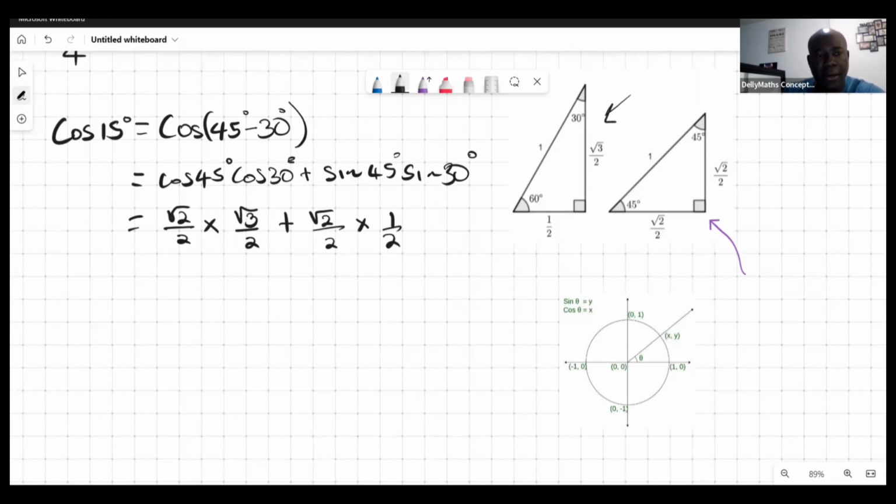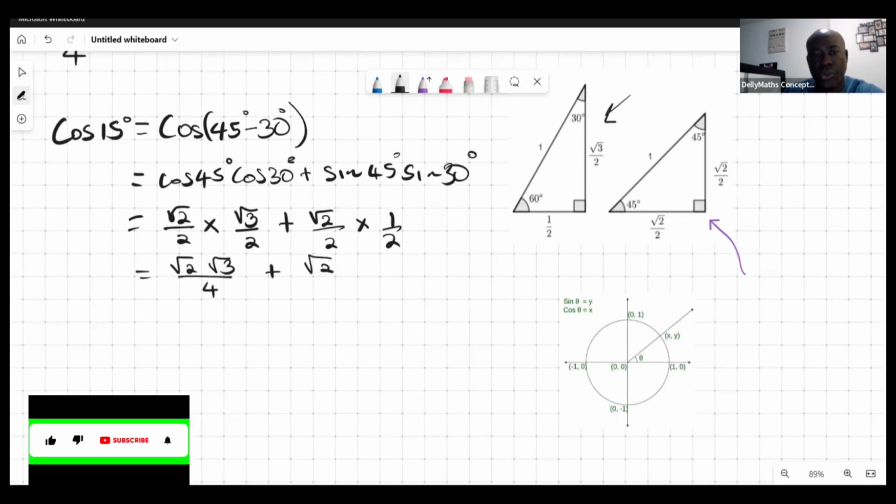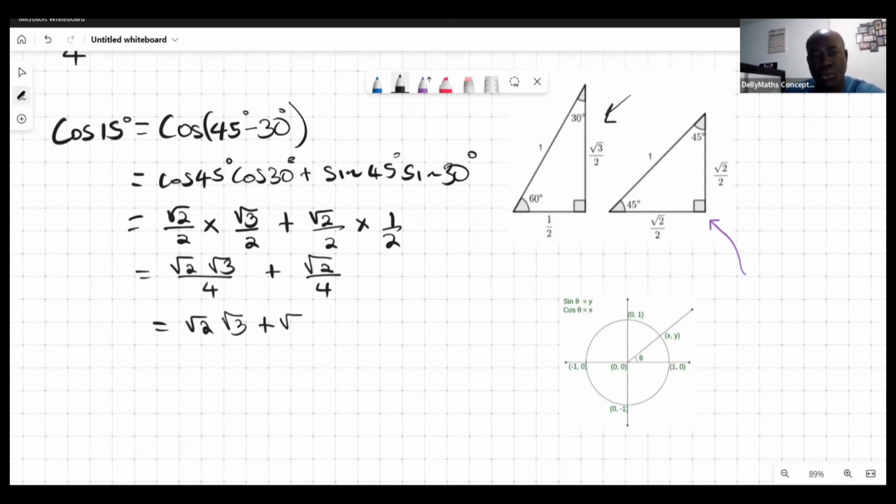So we're going to put this together. I'm getting root 2 times root 3 over 4 plus root 2 over 4. I could put everything together: root 2 times root 3 plus root 2 again over 4. I could simplify if I want, depending on what the question may want.